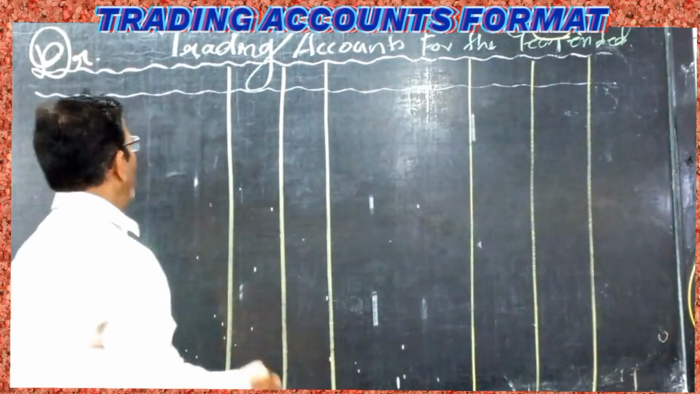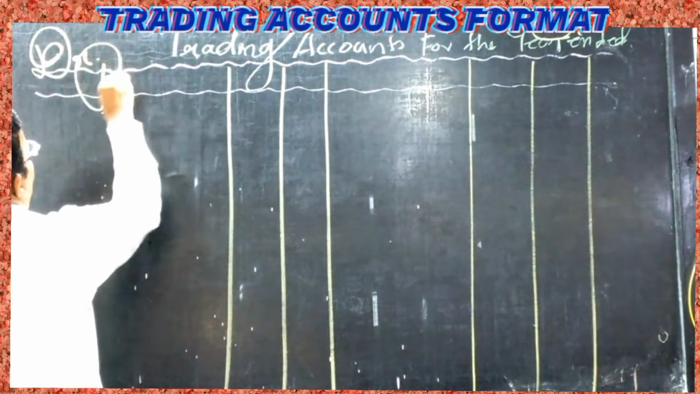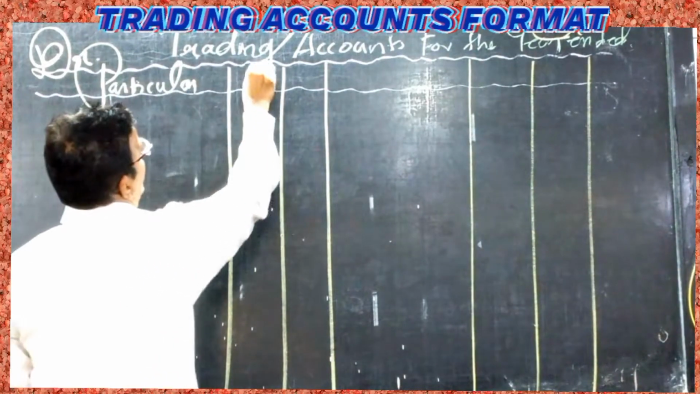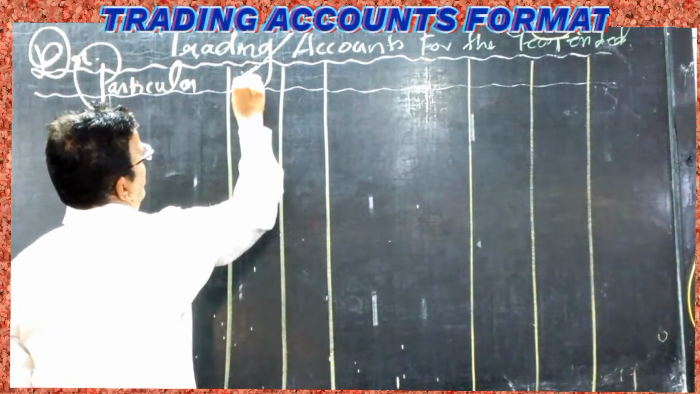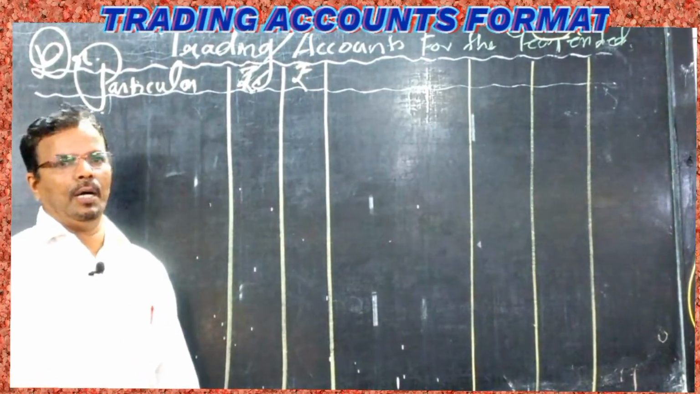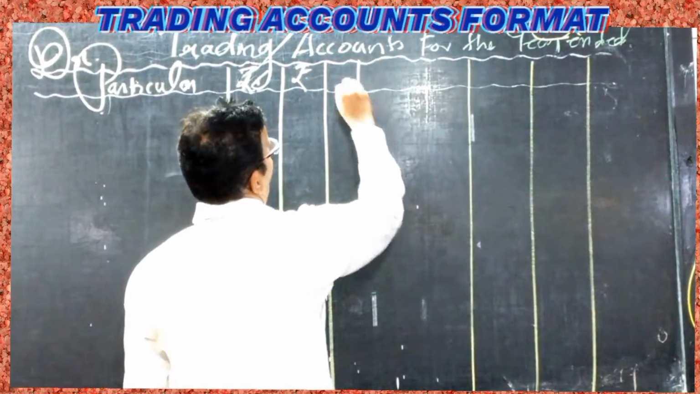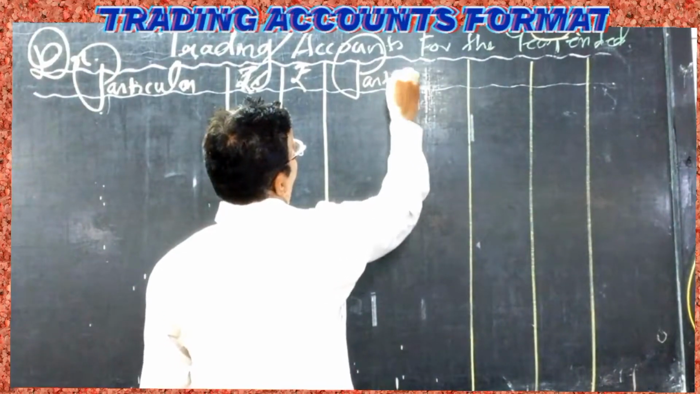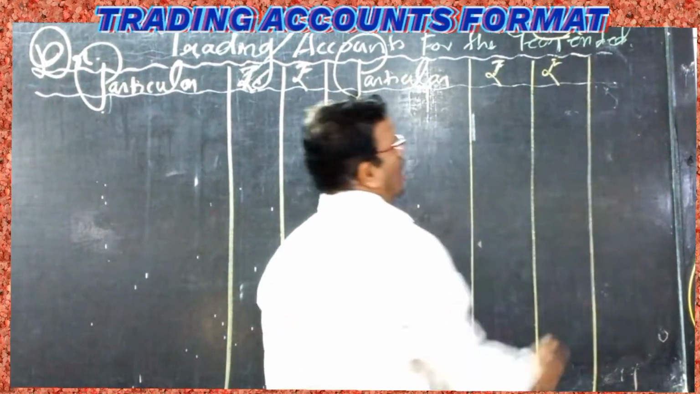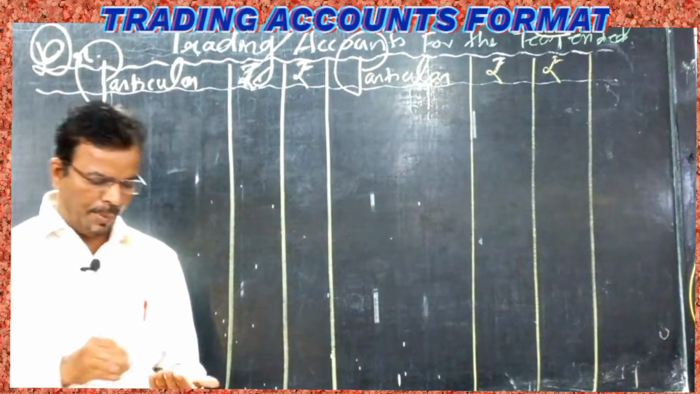So in the first column we always write P, P for particulars. Inner column amount, outer column amount.